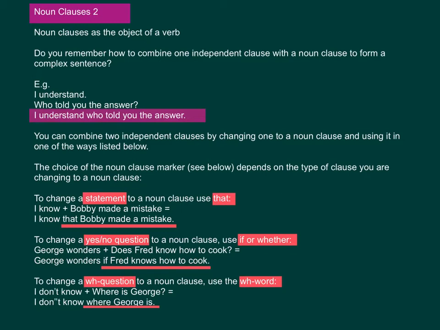To change a question with WH, like where, what and when, etc., to a noun clause, use the word WH, like where, what and when, etc. For example, I don't know, and where is George? The same as I don't know where George is.